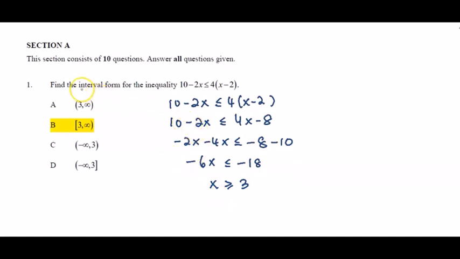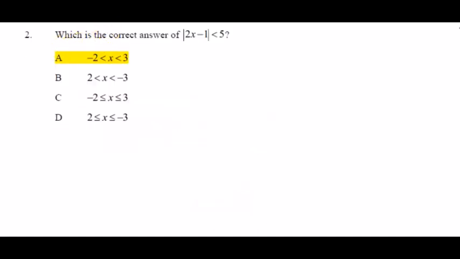So now the question is asking for the interval form, so you're going to give your solution in the interval form. This means that x takes all the numbers which are greater than or equal to 3. In the interval form, you can say that it will be 3, including the 3, to infinity. This is your solution. For the second question, I'm going to open the modulus.